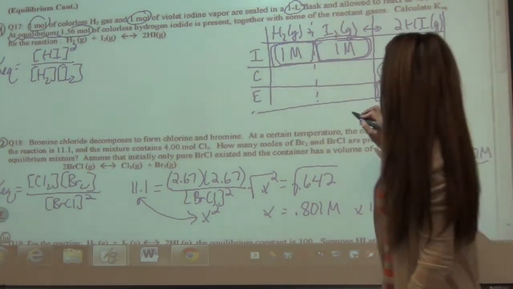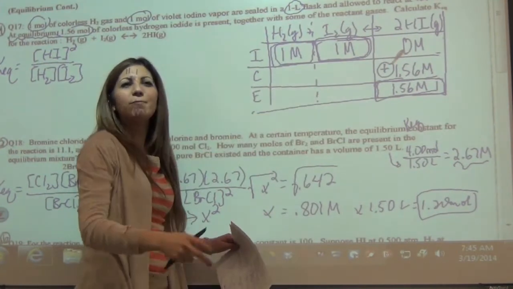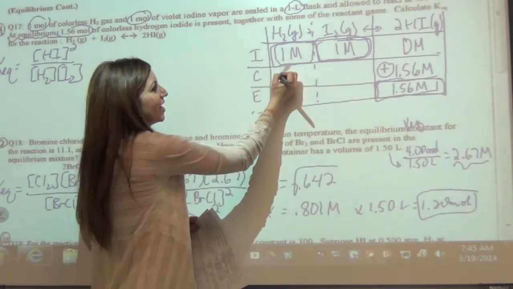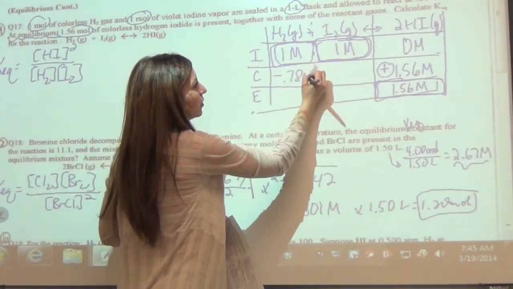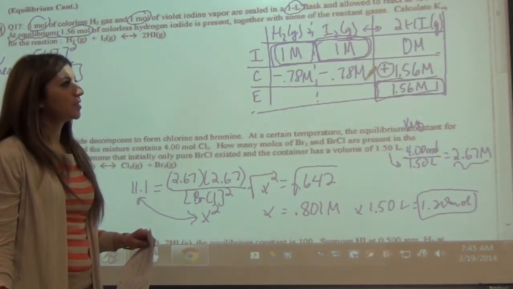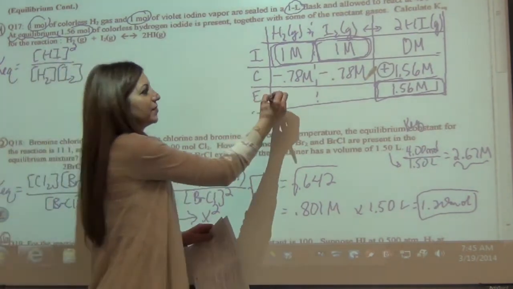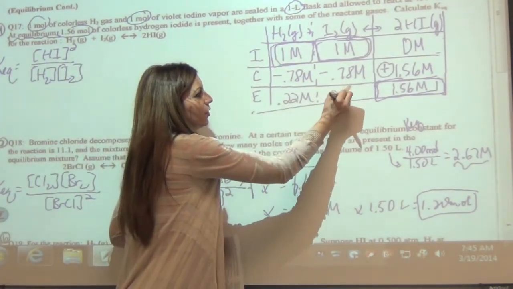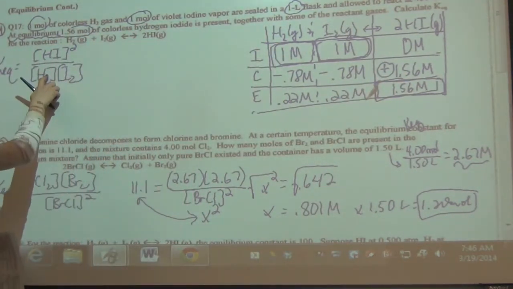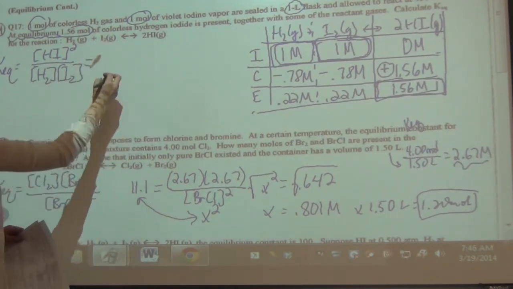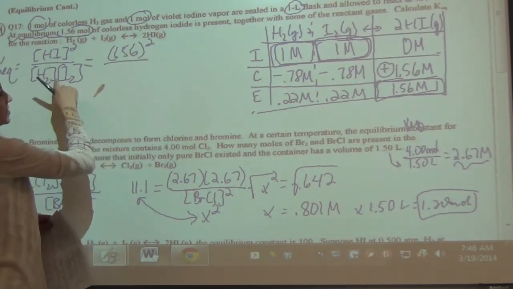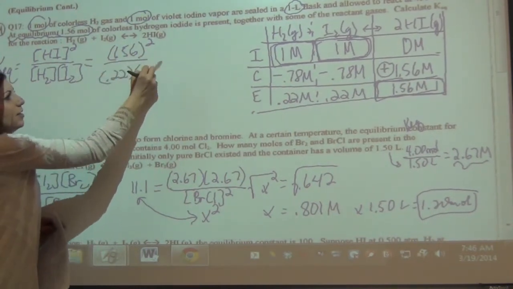All right, and if this is plus 1.56, then these two would be minus half of it, so minus 0.78. Awesome, so minus 0.78 molar and minus 0.78 molar, which gives us 0.22, yep, thank you, 0.22 and 0.22. And now we can plug it in. Okay, so now we're just going to plug everything in once we have our equilibrium values. So our HI is 1.56 squared divided by the H2 times the I2, so 0.22 and 0.22.